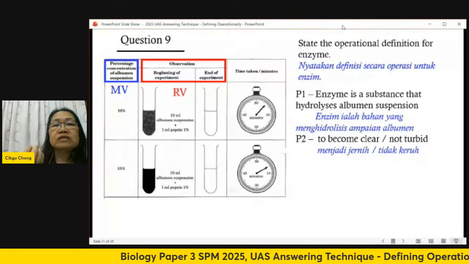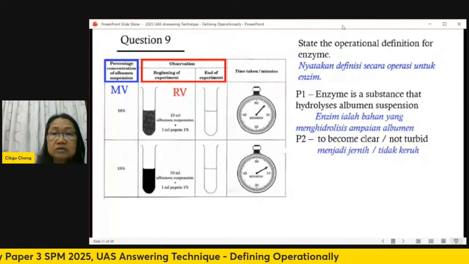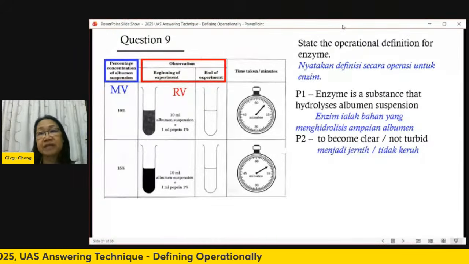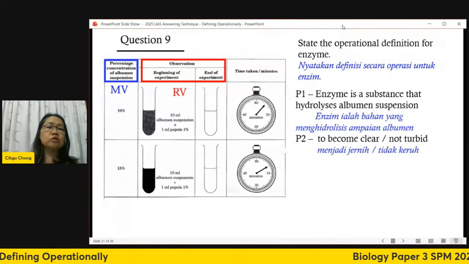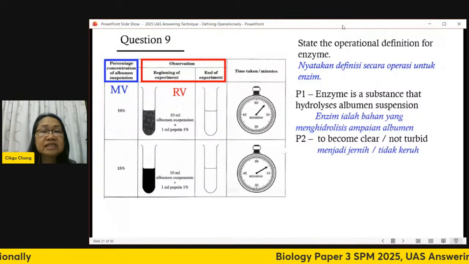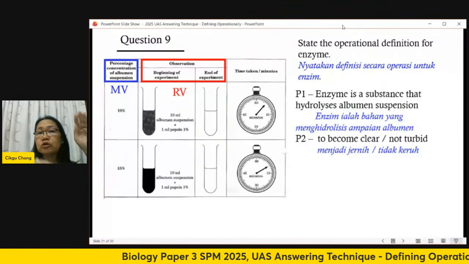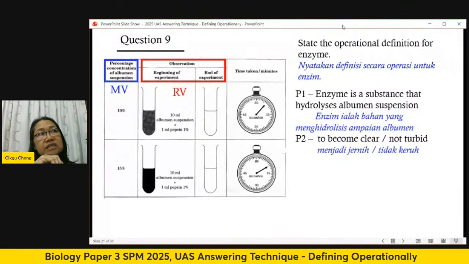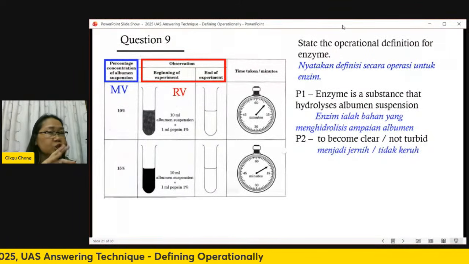And how do you know it has already hydrolyzed? You see that it became clear. It became clear to show that it has already been hydrolyzed, because when you break down the molecule into smaller units, it will be easier to dissolve, so you can see through. We call it albumin suspension because it's not dissolvable, it didn't dissolve. But once it dissolves, it should be a solution.